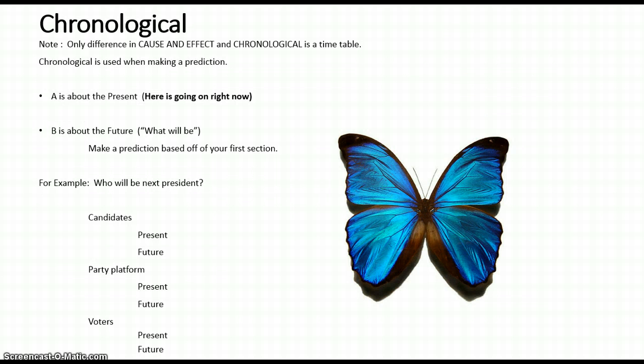Chronological is similar to cause and effect. The only difference is a timetable. Chronological is used when you're making a prediction. So point A is all about the present. Here's what's going on right now. B is in the future, and it's all about what will be. You make a prediction based off your first section.